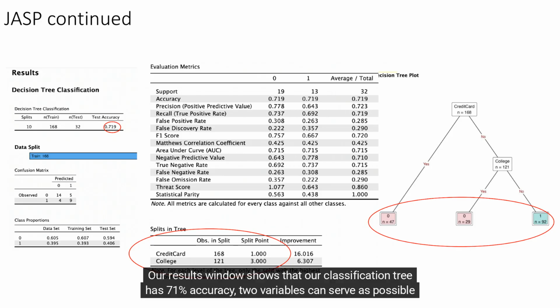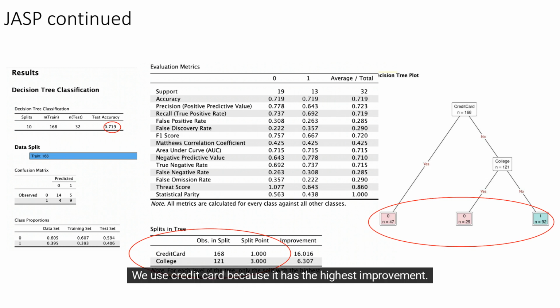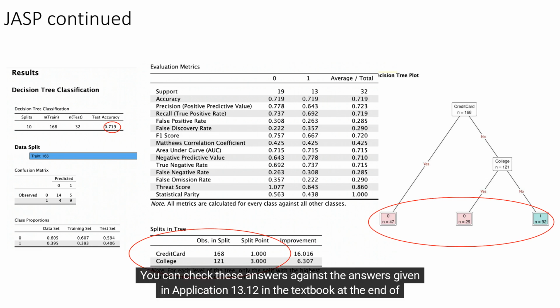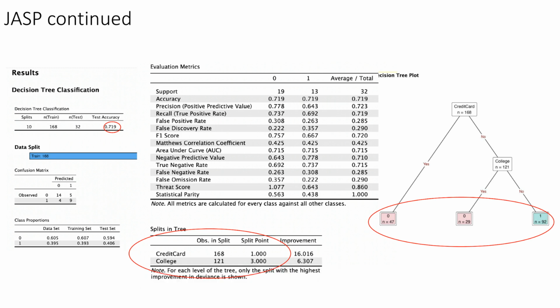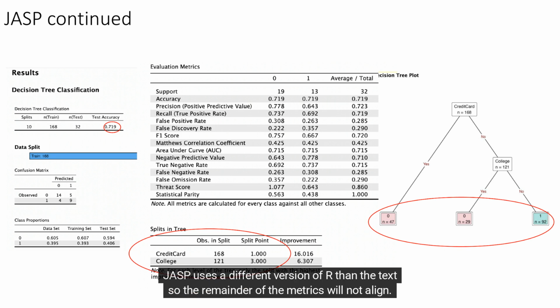Our results window shows that our classification tree has 71% accuracy. 2 variables can serve as possible splits for the tree. We use Credit Card because it has the highest improvement. Our tree results in 3 leaf nodes. You can check these answers against the answers given in Application 13.12 in the textbook at the end of the chapter. Please note these are the only values that will align with the textbook answers. JASP uses a different version of R than the text, so the remainder of the metrics will not align.